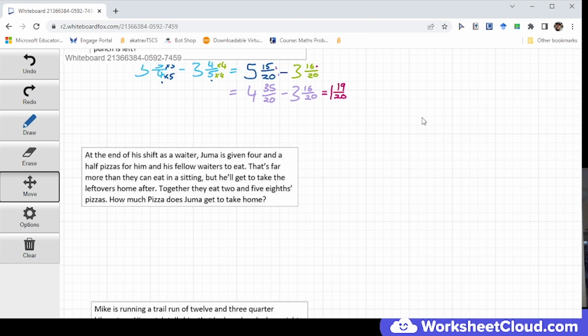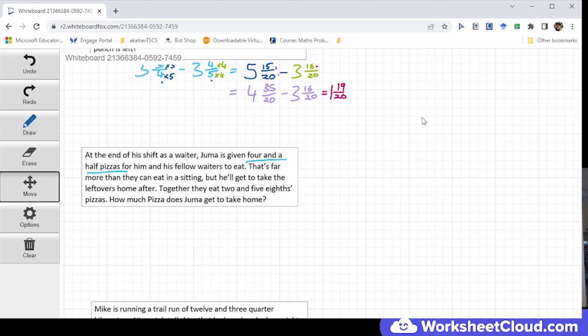All right, so I make up the story about the pizzas in this, but I don't know what they get given. At the end of his shift as a waiter, Juma is given 4.5 pizzas for him and his fellow waiters to eat. So we've got 4.5 pizzas.